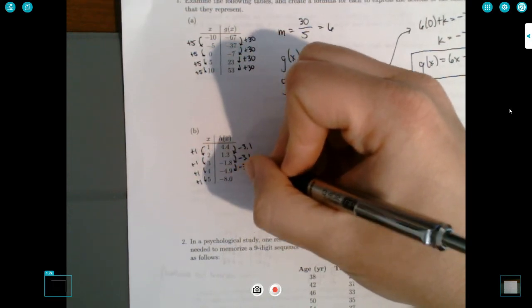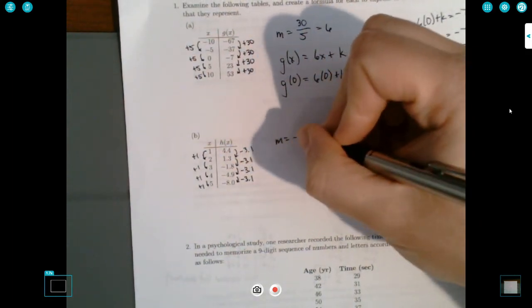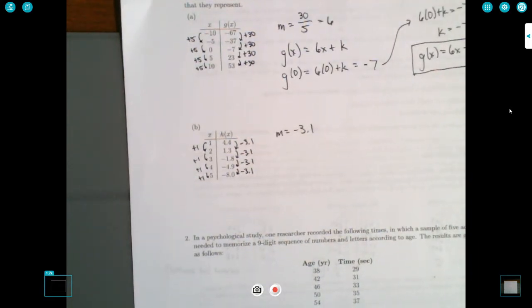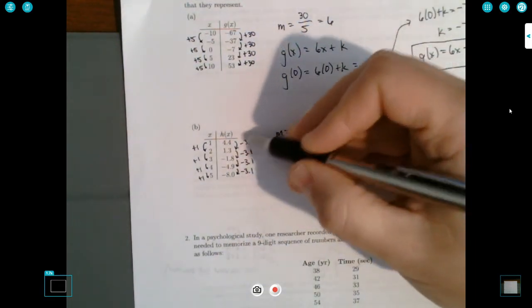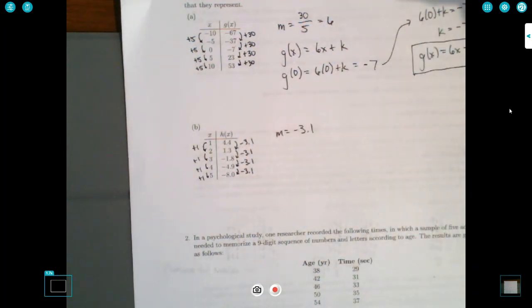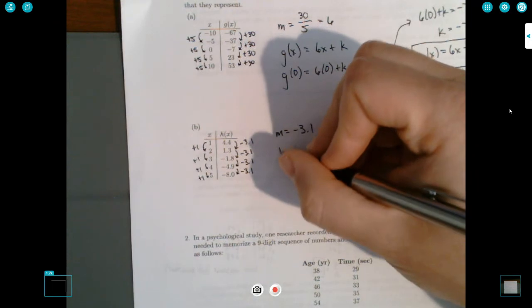And if I do it again, I get negative 4.9. Sure enough, I'm just subtracting 3.1 each time. And since I'm subtracting the same amount each time, this is still a linear function, even though it's a decreasing function. So this was an increasing linear function, and this is a decreasing linear function. My rate is negative 3.1. Since the rate is constant, I know that the function is linear, and therefore it has the form.